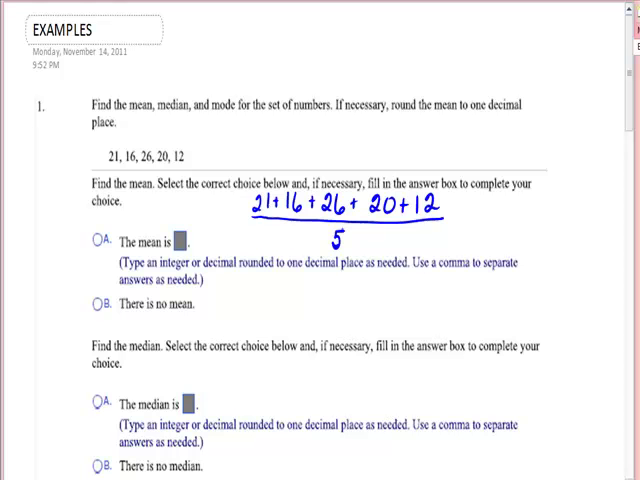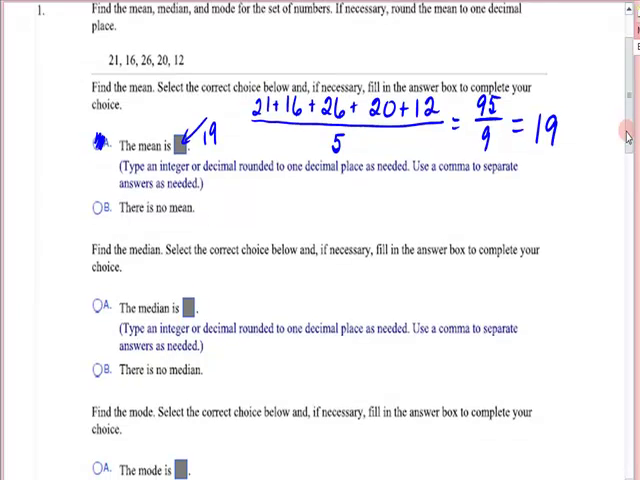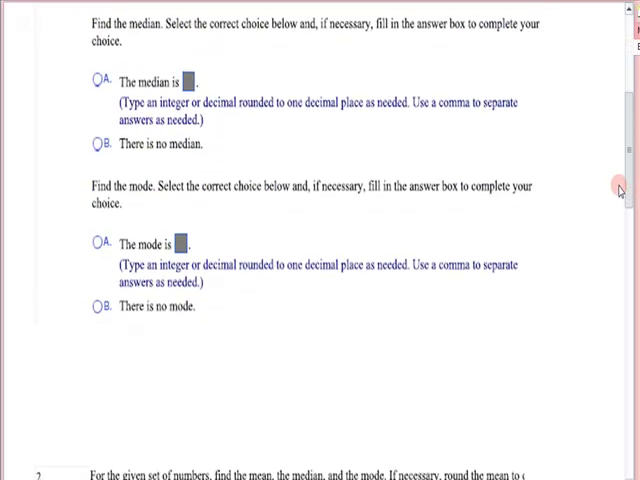So, 21 plus 16 plus 26 plus 20 plus 12. I get a numerator of 95. I'm going to divide by 5, and I get 19. The mean is 19. I really can't think of a situation where there would be no mean, but that is an option in this answer choice. All right, next is the median.